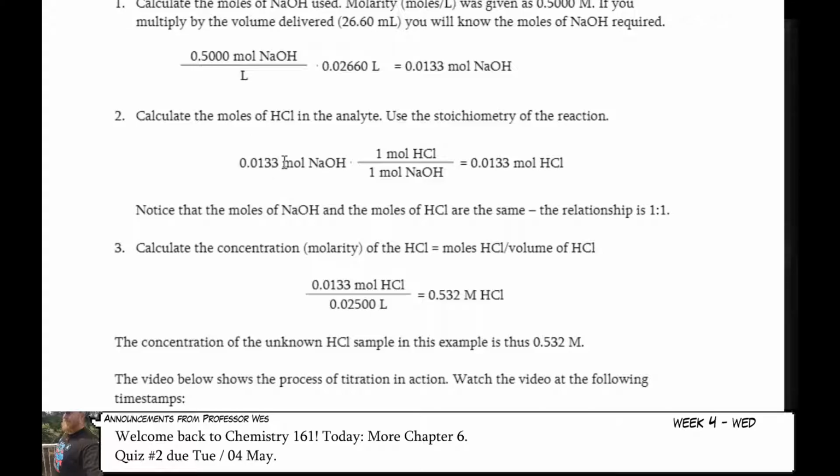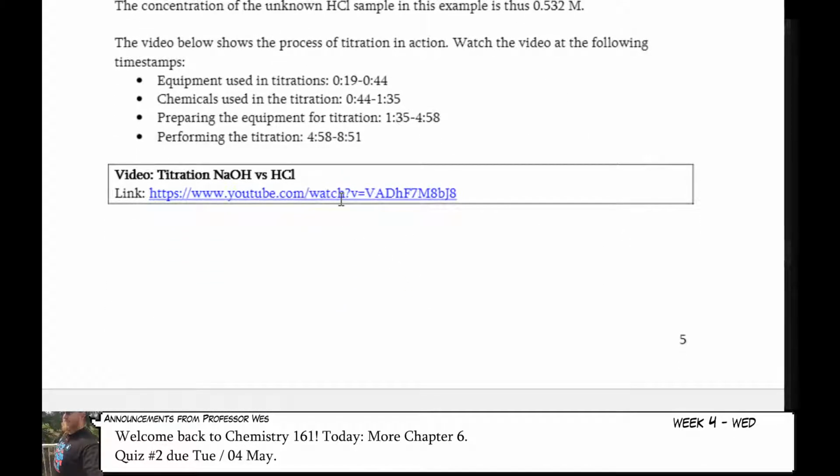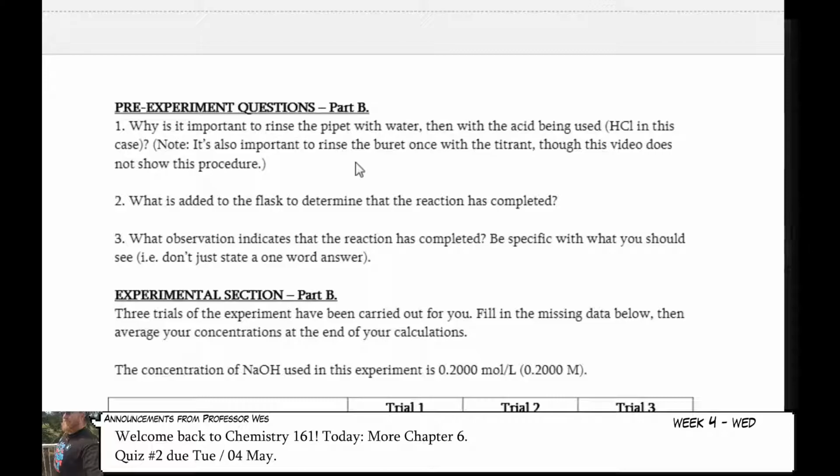Then down here, if I take the moles of sodium hydroxide, remember we said that 1 mole of sodium hydroxide reacts with a mole of HCl. So this number just becomes this number. And then you can figure out the concentration of the unknown. Now, I also have another video for this one where you can watch the instructor do a titration. The titration video is not as good, unfortunately. It's hard to find good videos that match what exactly I want to show you.